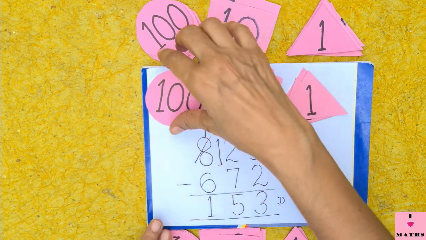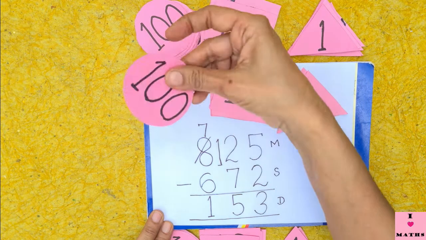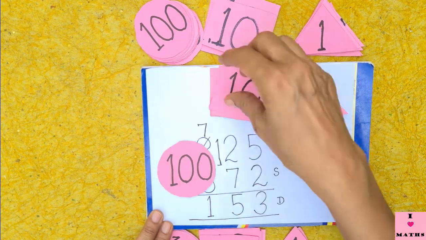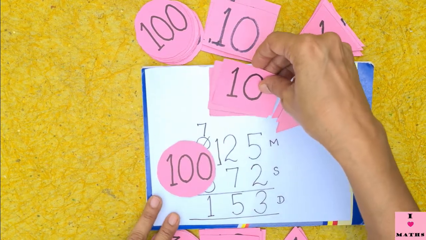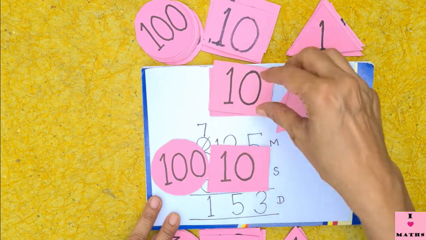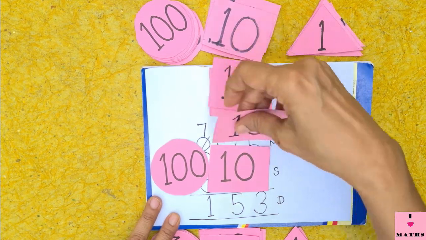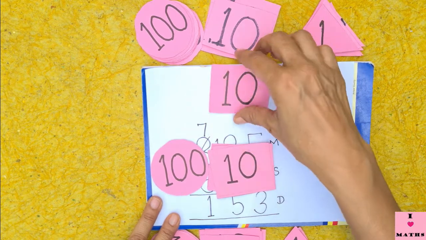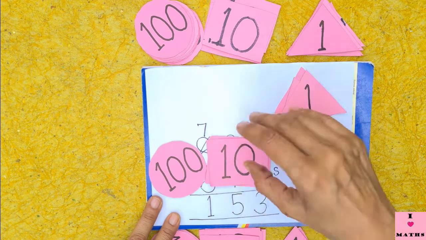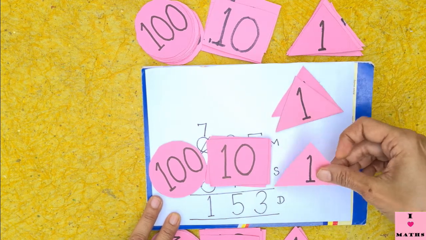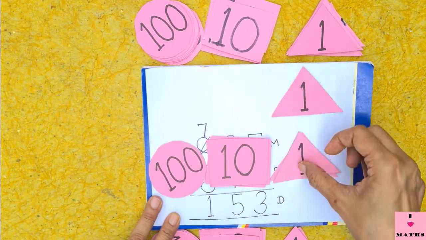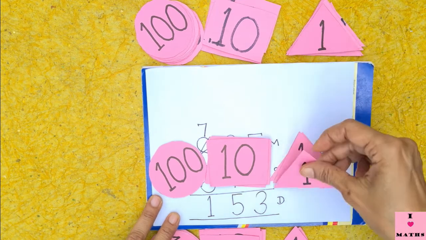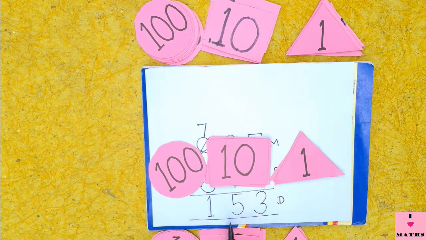Okay children, now I am going to show you whether the difference is 153. This is only 1 card, 100. Now let us see whether these are 5 cards or not. 1, 2, 3, 4 and 5. These are 5 cards. Let us see whether these are 3 cards. 1, 2 and 3. So 153 is the answer, and we are left with the same amount of cards.